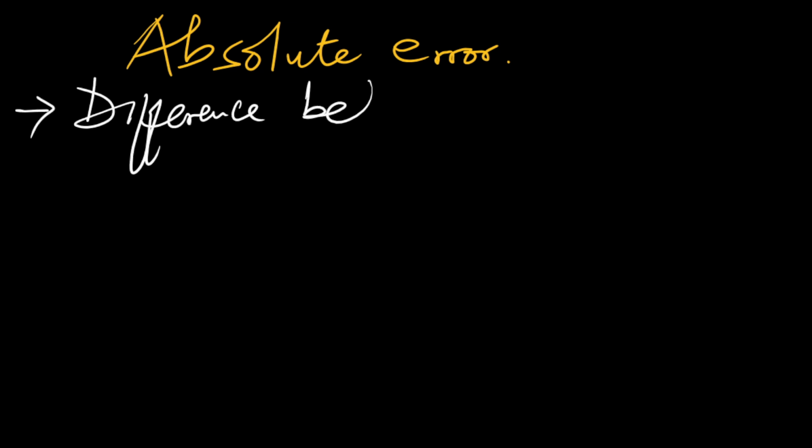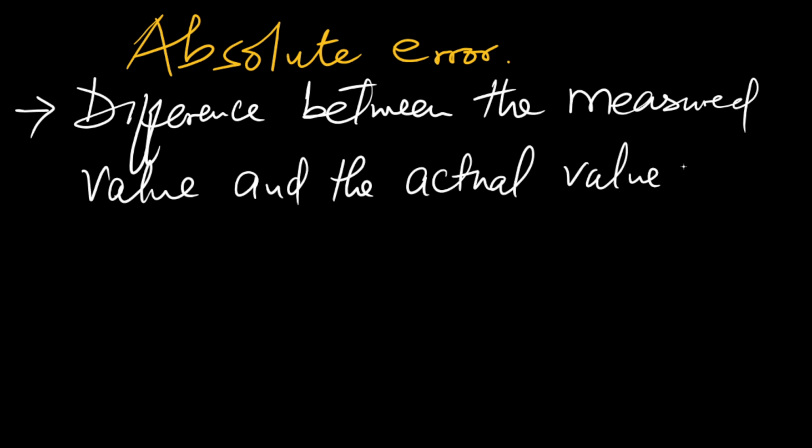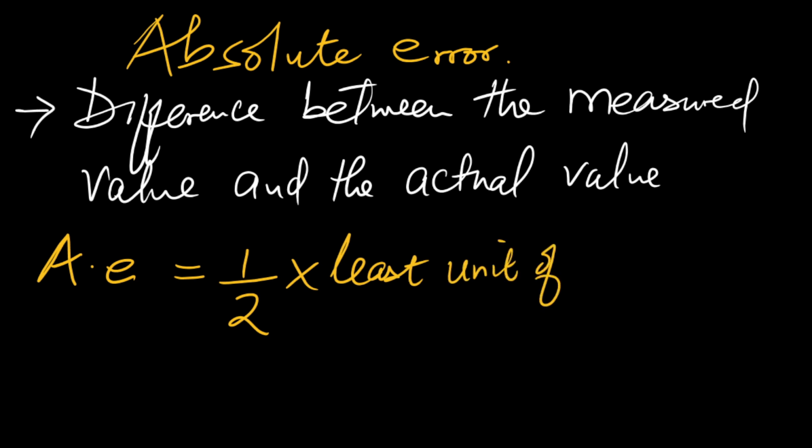Let's go to the first one, which is absolute error. What is absolute error? Absolute error is the difference between the measured value and the actual value. That is what we refer to as the absolute error, or simply it is a physical error in a given measurement. How do we calculate absolute error in any given measurement? Absolute error, which I'm going to denote by AE, is given by half times the least unit of measurement.